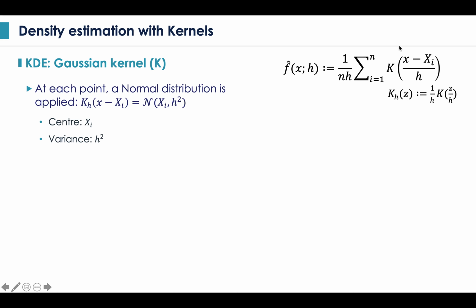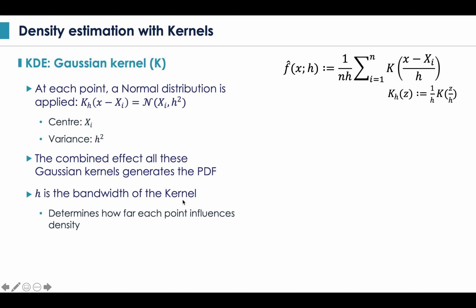So if we replace K by the K_h notation as shown over here, we can use a Gaussian kernel where K_h would be equal to the normal distribution with x_i as the center and h as the standard deviation. So for each point, we'll use a different distribution function with a different center and the same variance, h squared. The combined effect of all these kernels will generate the PDF, where h is the bandwidth of the kernel, which effectively controls the variance or the spread of each point, how it affects the other points.